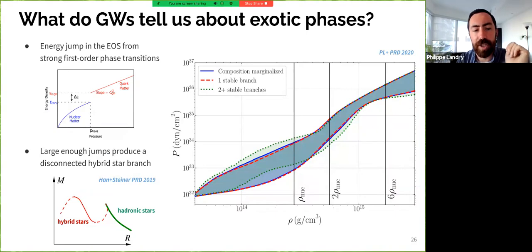So these strong phase transitions can produce a separate hybrid star branch in the mass radius relation, which is disconnected from the hadronic stars if the jump in the equation of state is large enough. You find that there's basically no strong evidence in favor one way or the other. So both are compatible with current observations. But you can see that there's different characteristics to the equations of state, whether they have this strong phase transition, like in green, or they do not.